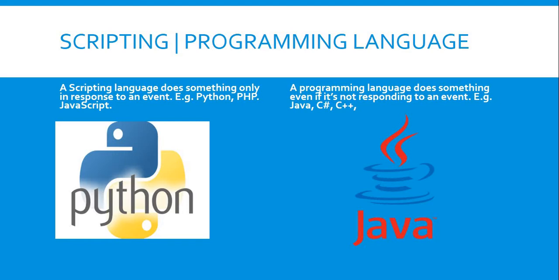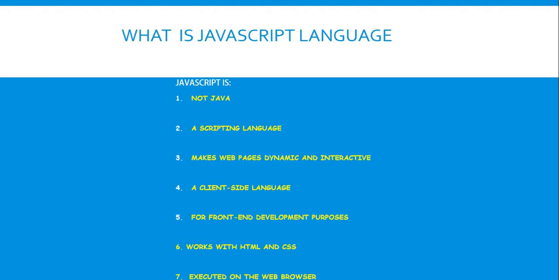Examples of programming languages are Java, C#, C++, and so many others. JavaScript language makes web pages dynamic and interactive, and that is very true. If you've been building your website using HTML and CSS, today you're going to be learning JavaScript, and JavaScript is a language that makes your website dynamic.